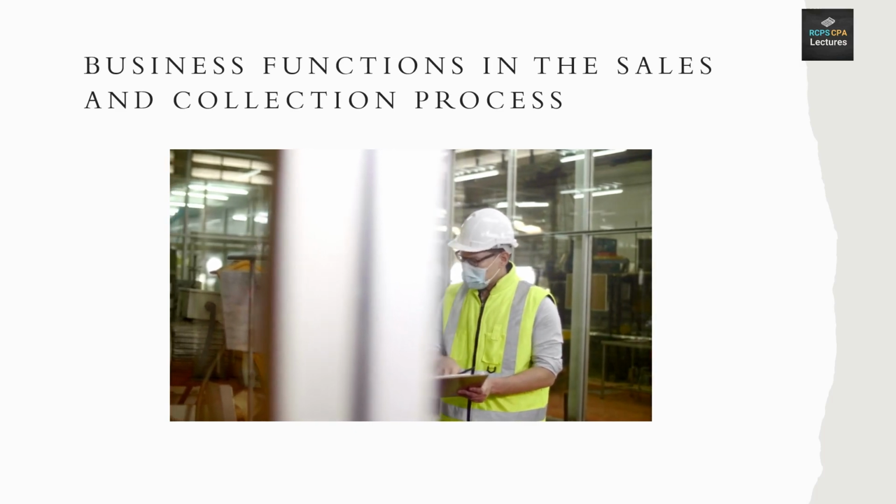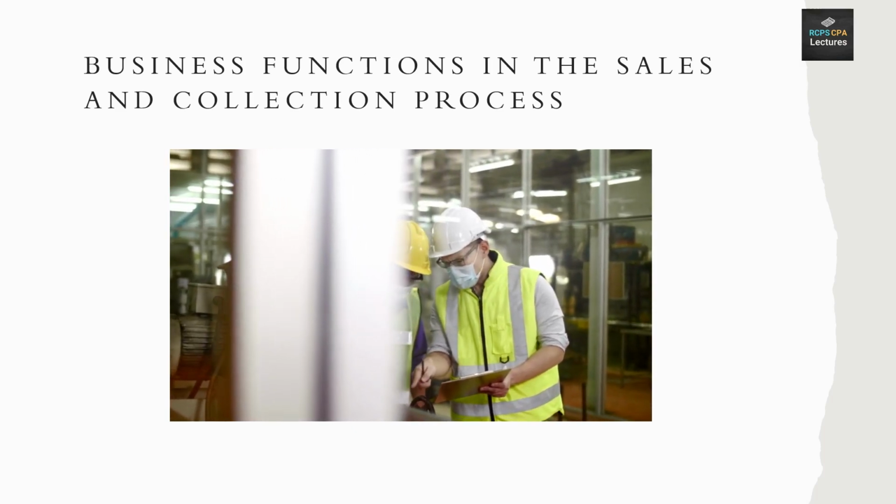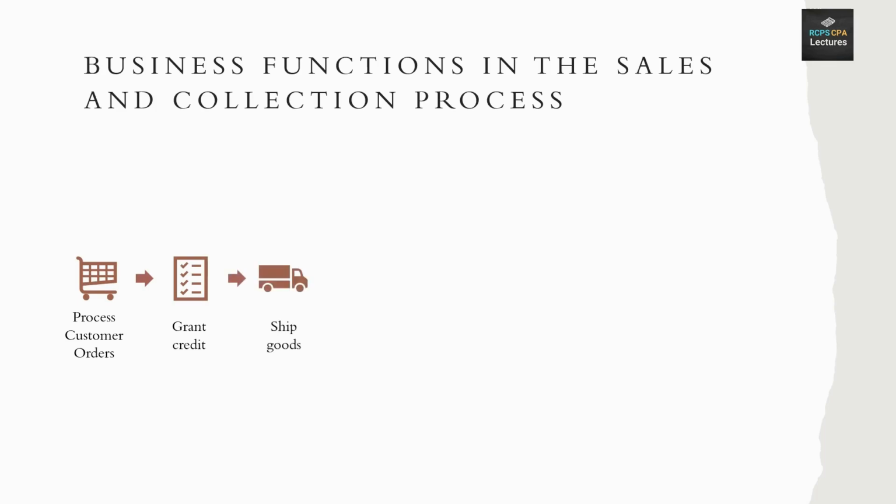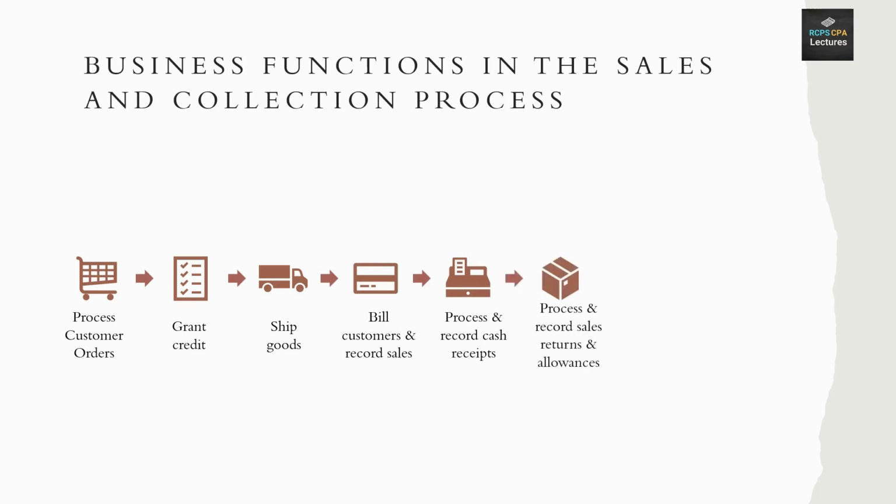Again, even for these companies, the actual process flow may still vary in practice, but we can expect that they will have at least the following common business functions. 1. Processing customer orders. Next, granting credit to customers. Third, shipment of the goods to customers. Fourth, billing customers and recording sales. Next, processing and recording cash receipts from customers. Next, processing and recording sales returns and allowances. Another, we have writing off of bad debts. And finally, estimating bad debts.